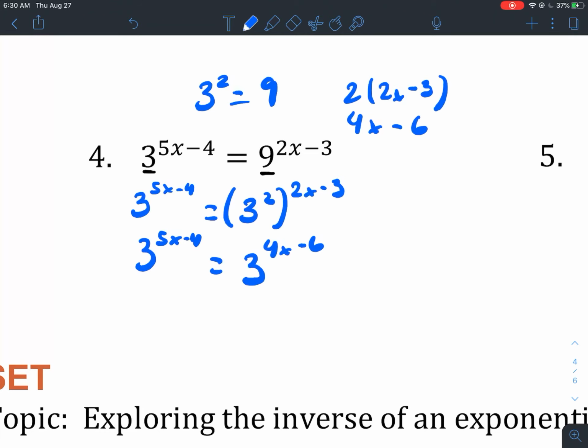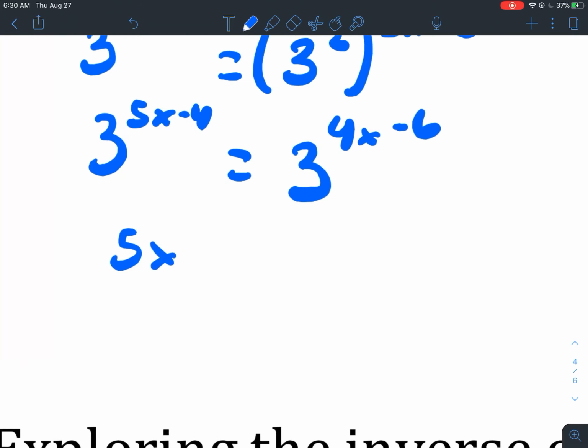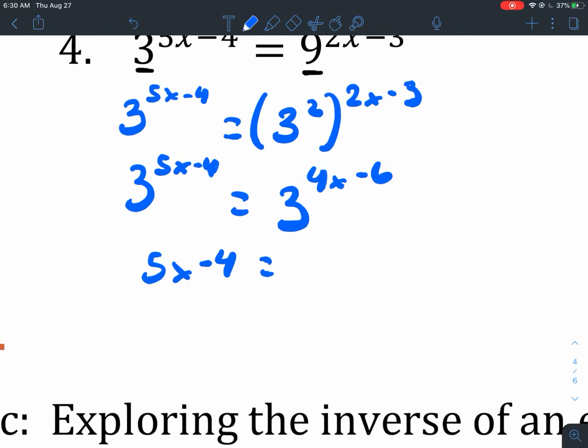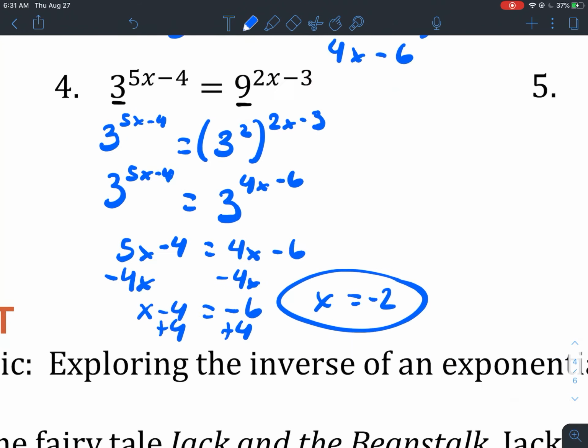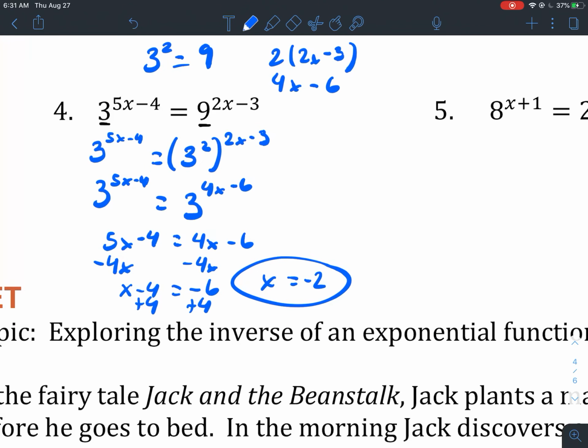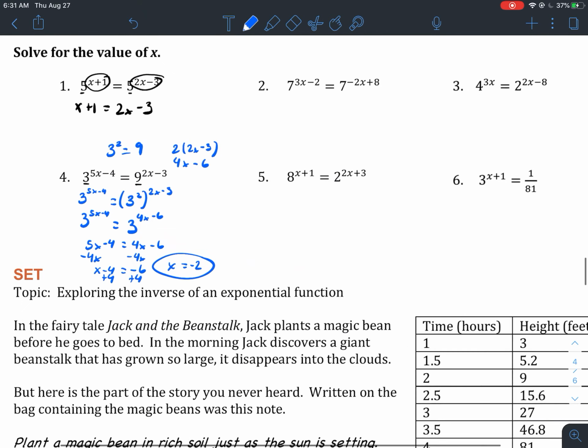All right. Now I have the same base. Once you have the same base, you can set these equal to each other. I'm going to go ahead and solve. So I do minus 4x, minus 4x. I get x minus 4 equals negative 6. Add 4. I get x equals negative 2. All right, so that is how you do number 4.